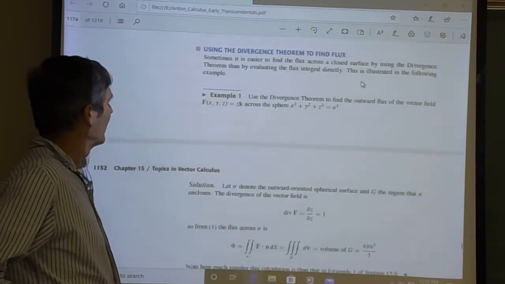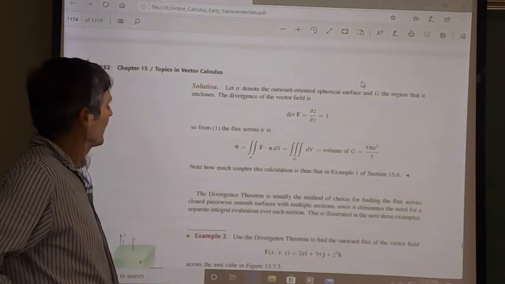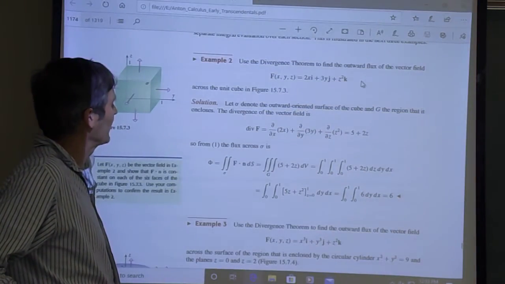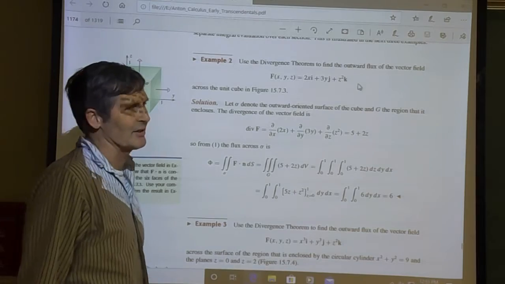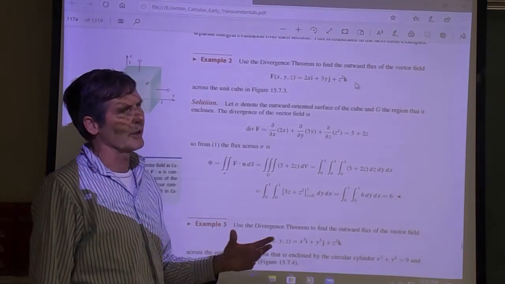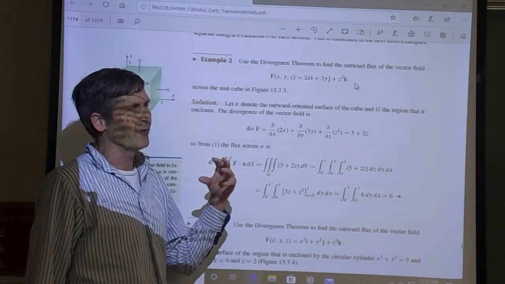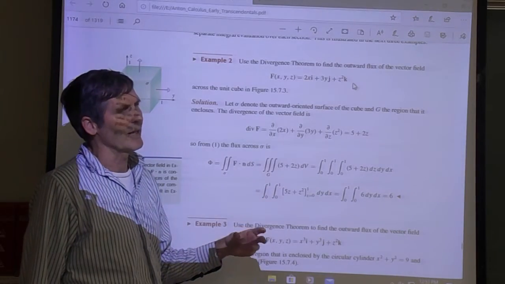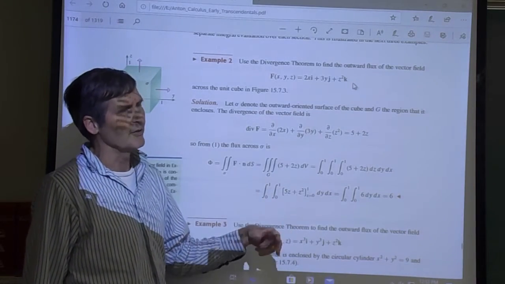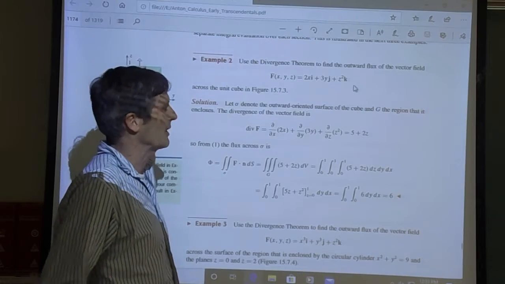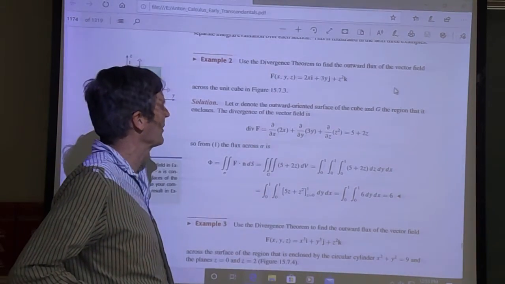Well, here's use of the divergence theorem to calculate flux. I'm going to go to example 2 here. Really what I want you to get out of this section is just to realize the divergence theorem. You can write the flux integral, F dot dS, as the triple integral of the divergence of the function, and use that as an alternative to evaluate the flux.